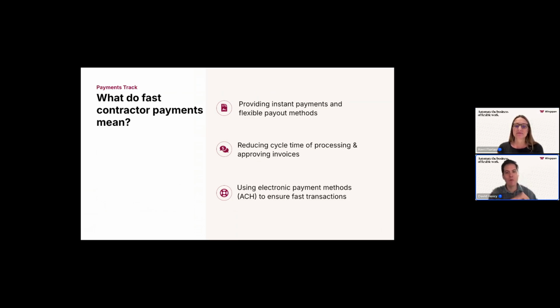And then the final piece is using electronic payment methods to ensure fast transactions. And when Kerri and I were working on the content for this webinar, paper checks came up, and I can't remember the last time I was paid with a paper check, but I know it does happen. Kerri, can you help us understand the instances where a paper check might make sense, and more importantly, how to build your payment infrastructure around ACH to ensure that you can process those payments quickly?